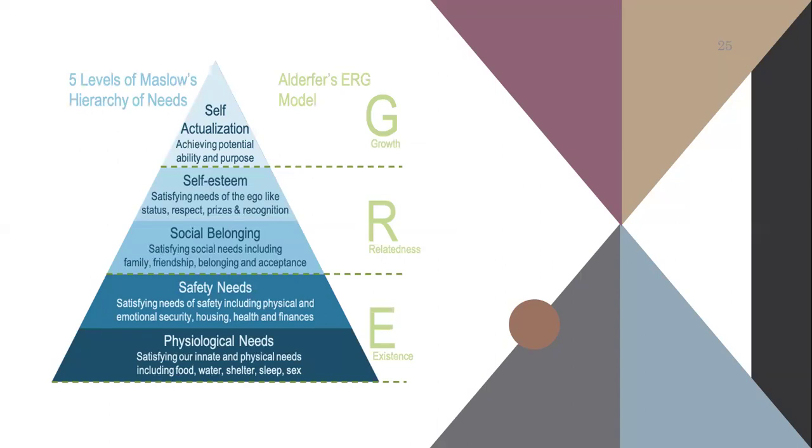This is a diagrammatic representation which shows contrast and comparison with Maslow's hierarchy. If you look at the lowermost tiers, the physiological needs and the safety needs fall into the category of existence, E of ERG theory. Then comes self-esteem and social well-being, which fall under the category of relatedness, R of ERG theory. At the topmost, self-actualization comes under the category of growth, G of the ERG model. So basically, it's an amalgam of Maslow's theory and ERG.